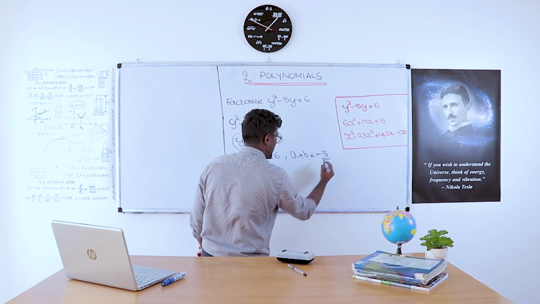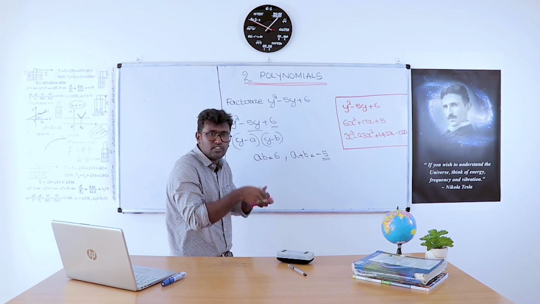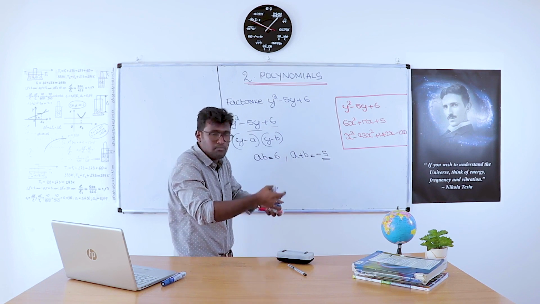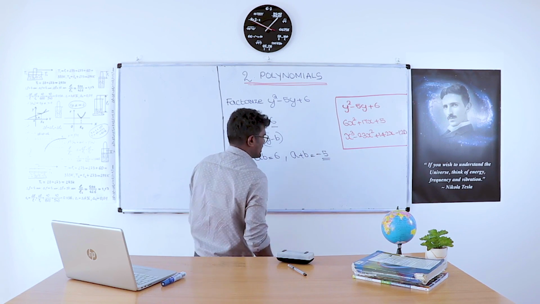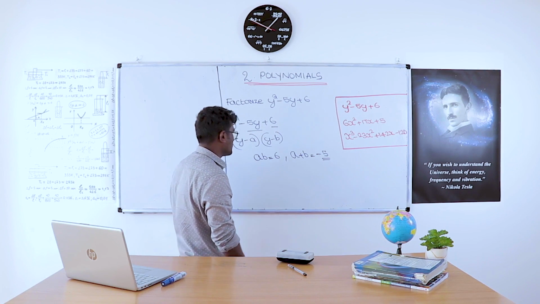So we want to find two numbers such that if the two numbers are multiplied, we get the value 6, and if the two numbers are added, we get the value minus 5. So we want to find those two numbers. What are those two numbers?